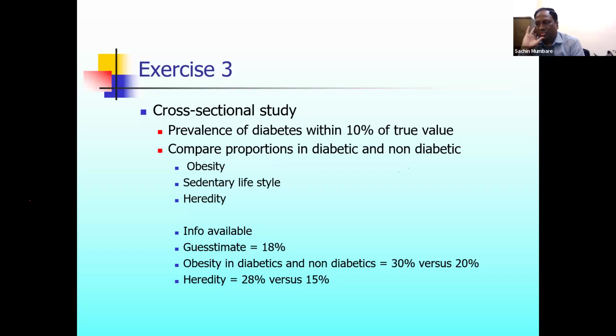So to have 291 diabetics at 18% of prevalence, how much must be the sample size? Just use your common sense. If you select 100 persons, you will get 18 diabetics. If you select 200 persons, you will get 36 diabetics. You select 1000 persons, you will get 180 diabetics. So to have 291 diabetics, how much sample size is required?